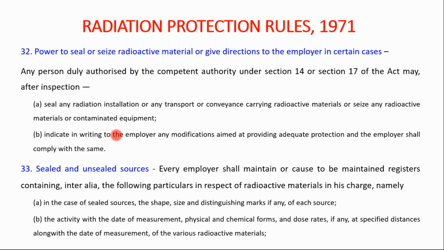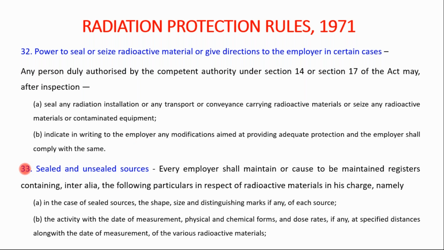Then indicate in writing to the employer any modification aimed at providing adequate protection, and the employer shall comply with the same. So the radioactive symbol should be displayed on these types of sealing. Then some instructions or guidance regarding the protective equipment, regarding the safety operating procedures, etc. should be clearly indicated on the sealed material or the installation or the equipment.